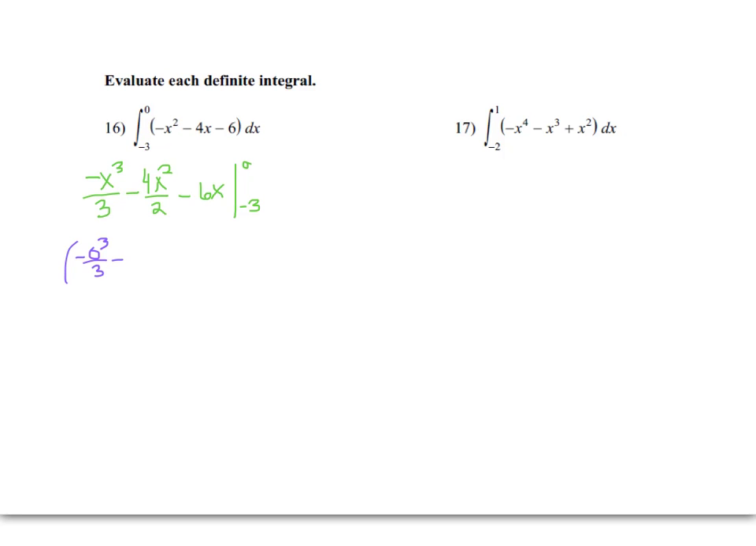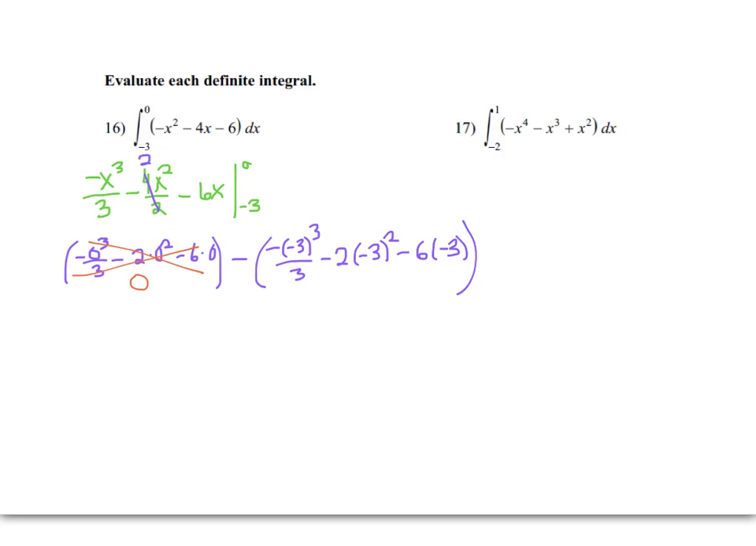and if I want to, I can cancel the 4 and the 2 and get 2. So that's minus 2 times 0 squared, minus 6 times 0, minus, and then I plug in the negative 3. Negative 3 cubed over 3 minus 2 times negative 3 squared minus 6 times negative 3. And so the first part of this just ends up being 0 because it's 0 times everything.